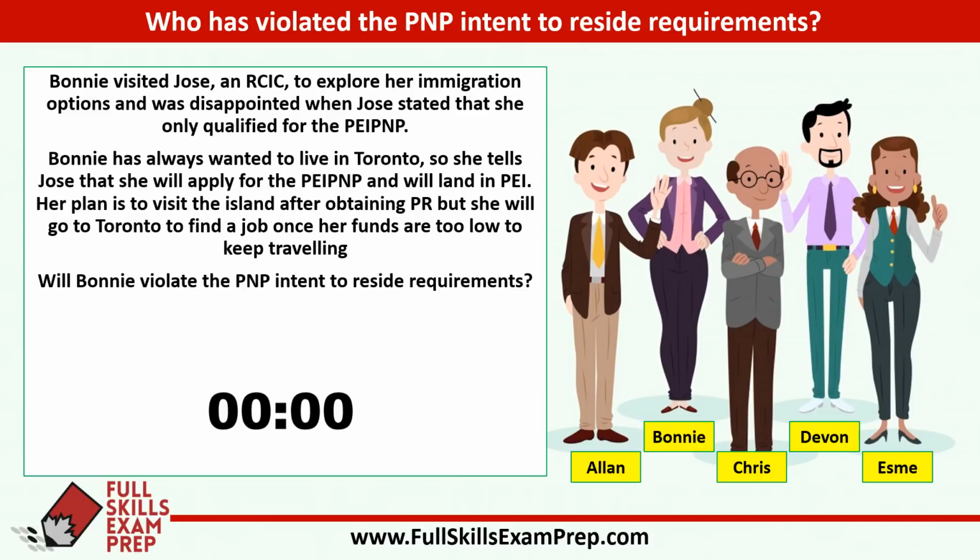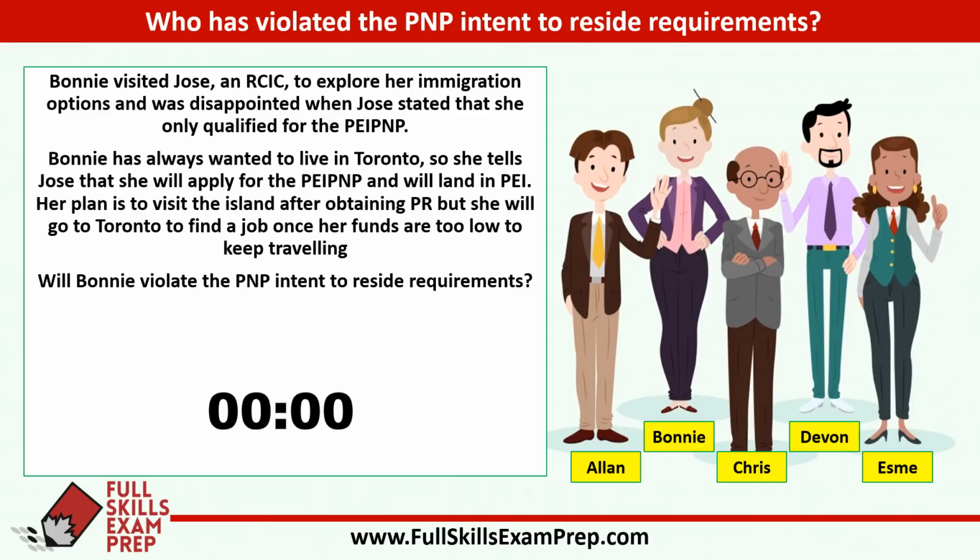So let's look at the next paragraph, where Bonnie has always wanted to live in Toronto, so she tells Jose that she will apply for the PEI PNP and will land in PEI. Great, good news to start, and it seems like maybe she has the proper intent. Well, let's continue on. Her plan is to visit the island after obtaining PR, but she will go to Toronto and find a job once her funds are too low to keep traveling. And here we say, uh-oh, because we have an issue.